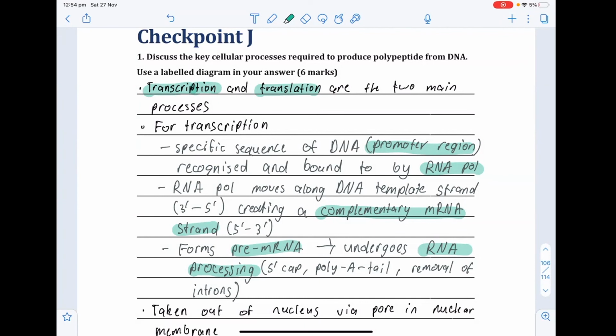So even though it's a discuss question, you still need to hit the main points, right? You need to talk about the initiation of transcription. You need to talk about the mRNA strand being complementary to the antisense or the template strand. You need to talk about RNA processing. You need to talk about translation. It's just, for a discuss question, you might talk about it in a slightly different way than you would for an explain question. Does that make sense?